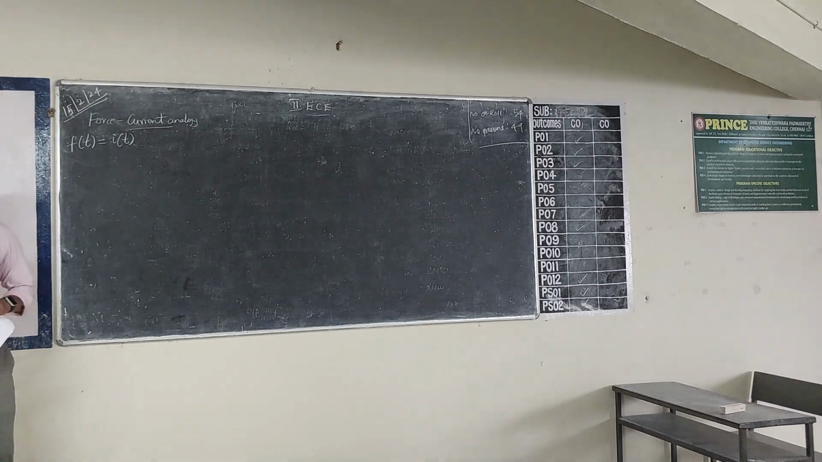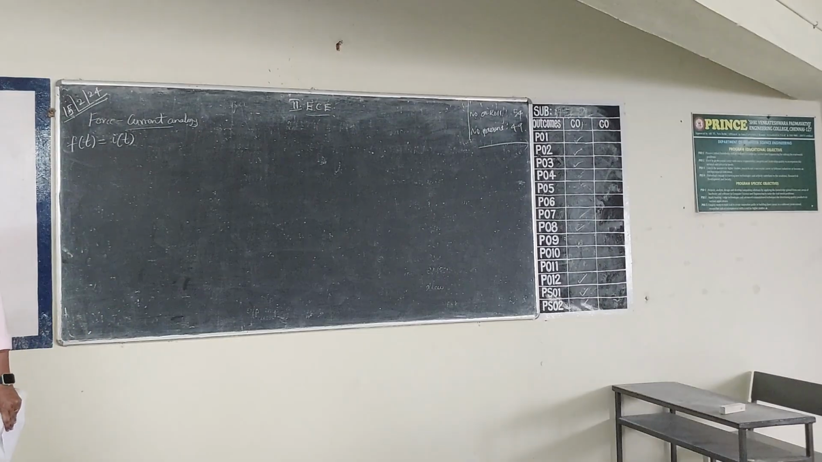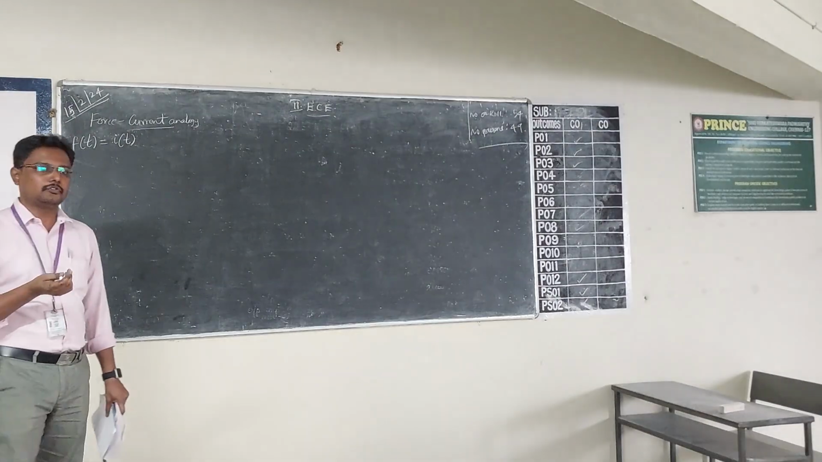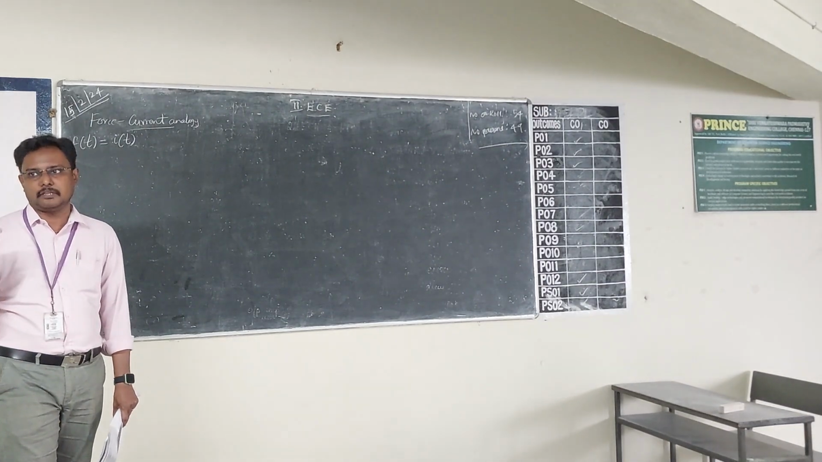F of t is equal to I of t. So the applied force will be taken as the current source, current source of I of t.